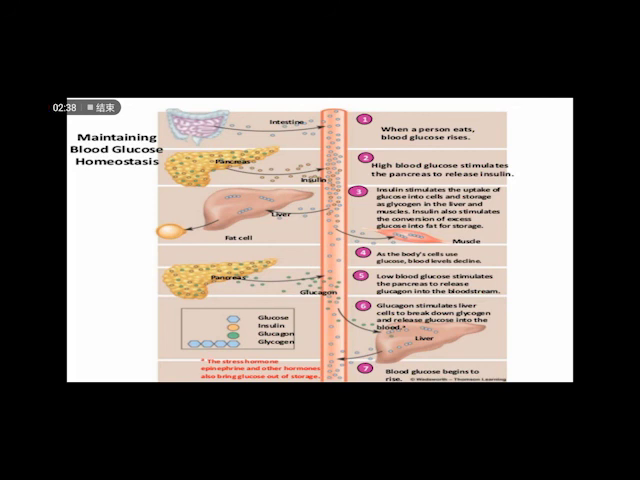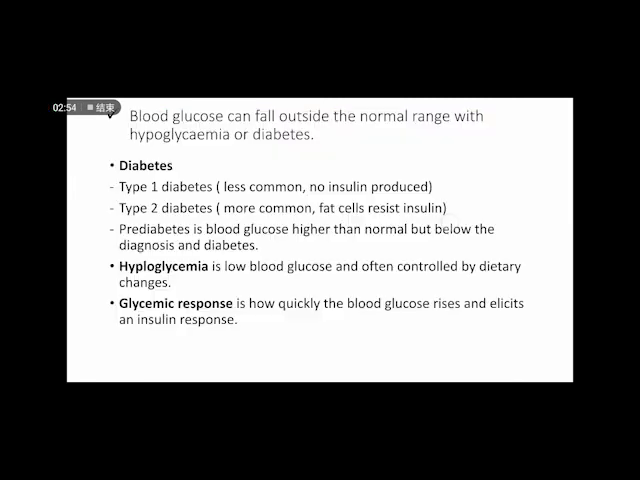As the body's cells use glucose, blood levels decline. Low blood glucose stimulates the pancreas to release glucagon into the bloodstream. The glucagon stimulates liver cells to break down glycogen and release glucose into the blood, and the blood glucose begins to rise.